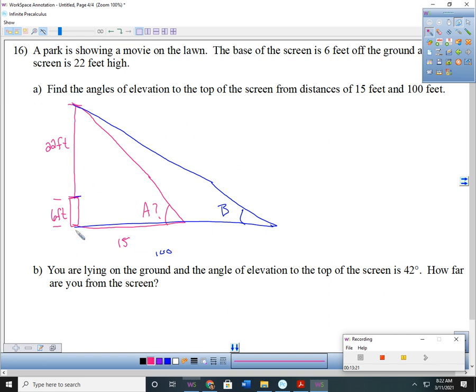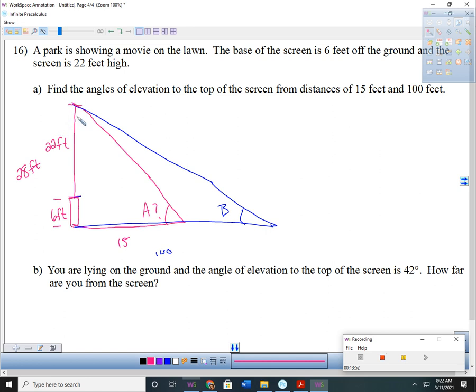So for this pink triangle, you need the whole side of this if you're going to make the whole triangle to go with this angle of elevation. So you have to count the 22 feet for the screen and the thing that it's sitting on. So this whole side is 28 feet, correct? And it's the same for your big triangle too. It's still the same distance from the ground to the top of the screen.